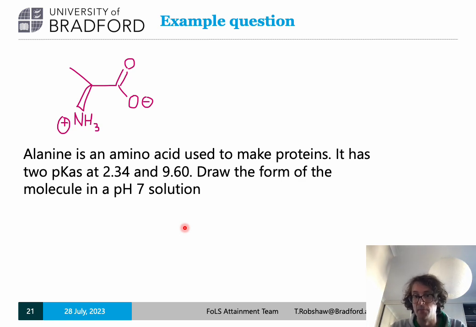That does happen. It does happen in biology and in nature. You get molecules which have a positively charged end and a negatively charged end. They're called zwitterionic molecules.